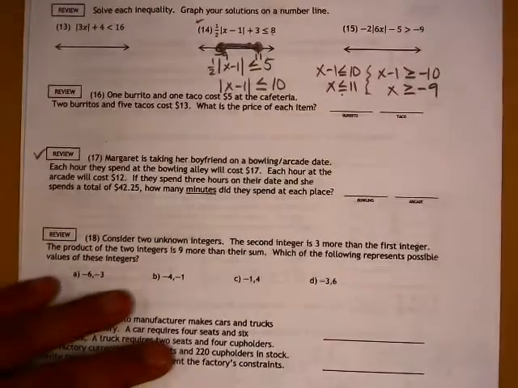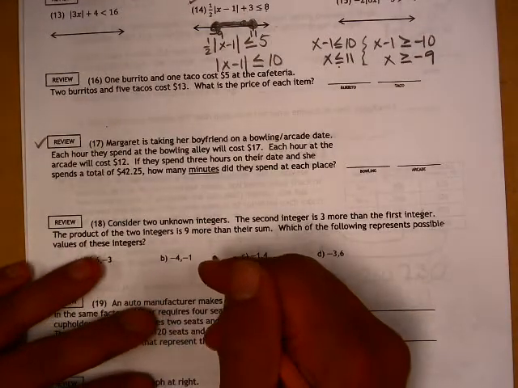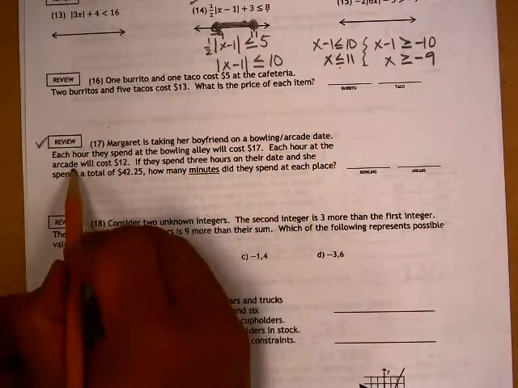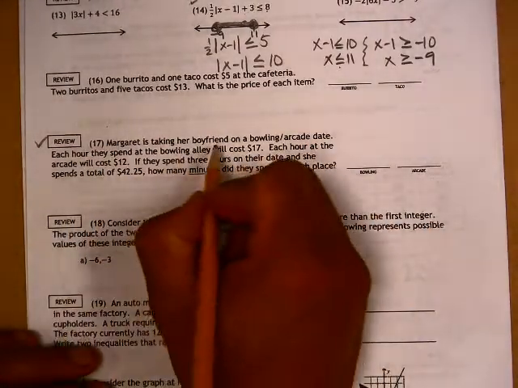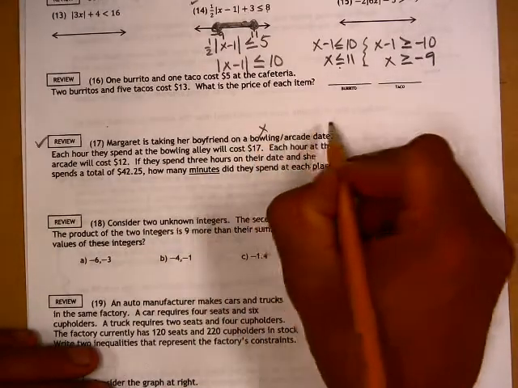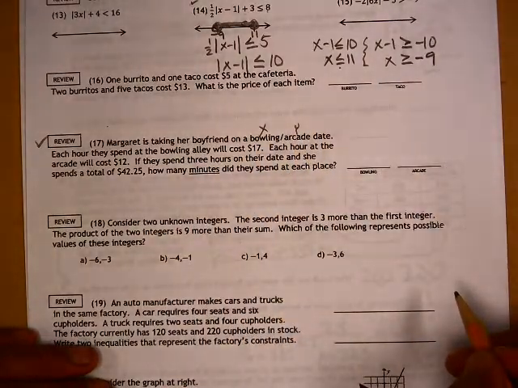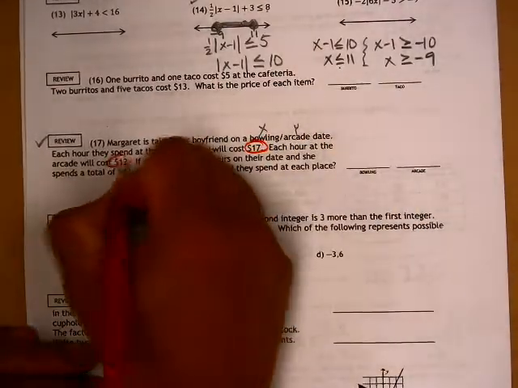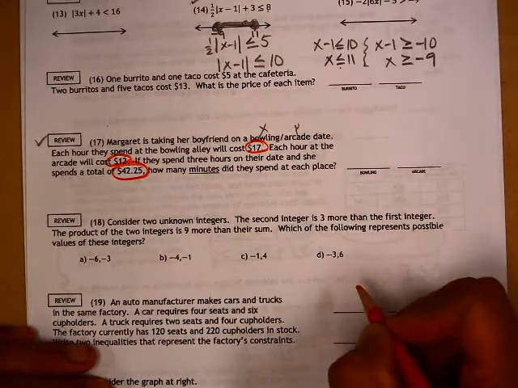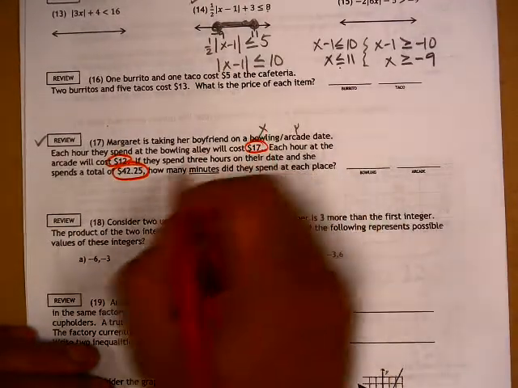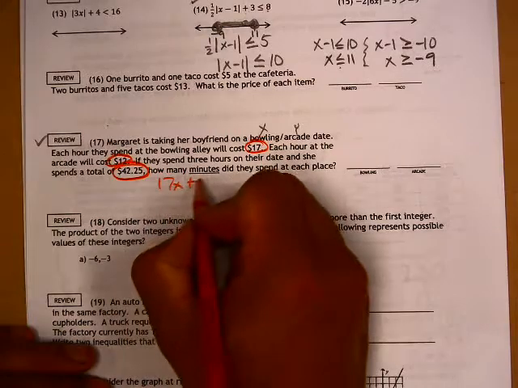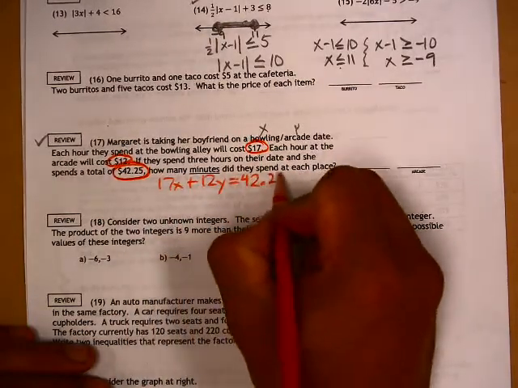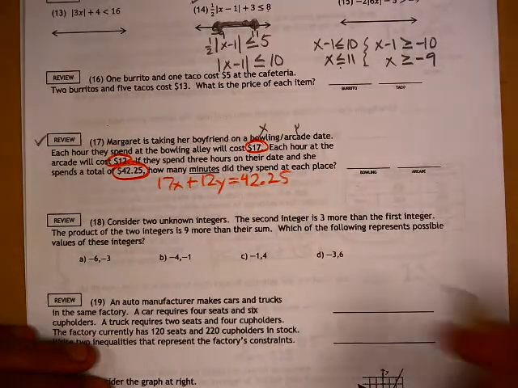Problem number 17. We will have an X and a Y. They have a bowling alley and an arcade. So we'll have X for the bowling alley and the arcade is the Y value. Keep the dollars together. This is dollars, dollars, dollars. Keep that together. The bowling alley, so that's 17x plus 12y equals 42.25.